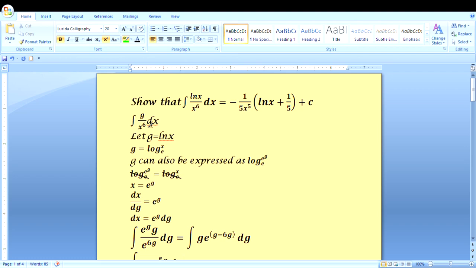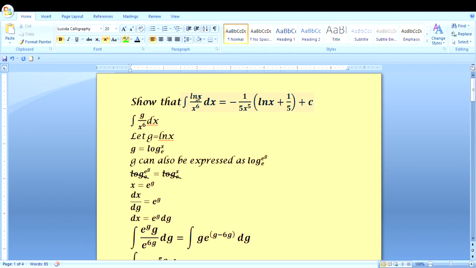In this class, we're going to look at this integral before us. The integral of ln x divided by x raised to power 6 dx is equal to, so we should show that it is equal to minus 1 over 5x raised to power 5 open bracket ln x plus 1 over 5 close bracket plus c. Okay, first thing we have to look at here, how do we go?